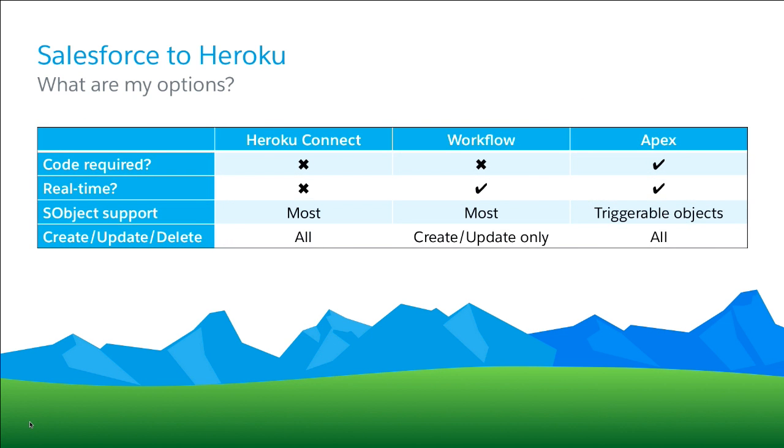To summarize, you've got the Apex solution, which is the only one that requires code. Everything else is declarative. Workflow and Apex are real-time. Heroku Connect supports most sObjects, not all of them, because not everything has the fields that we require to do a reliable sync. Workflow supports most sObjects, but not all of them. And for Apex, only some objects are triggerable. Workflow is the only one that only supports create and update. The other two also support delete.